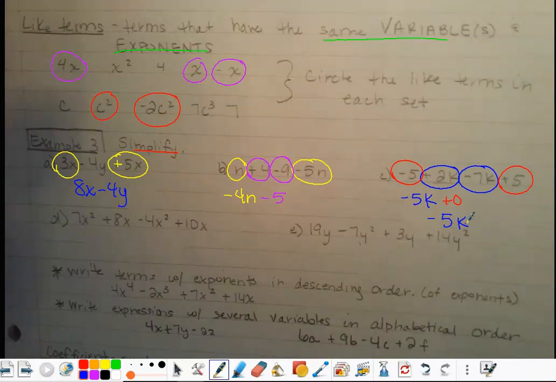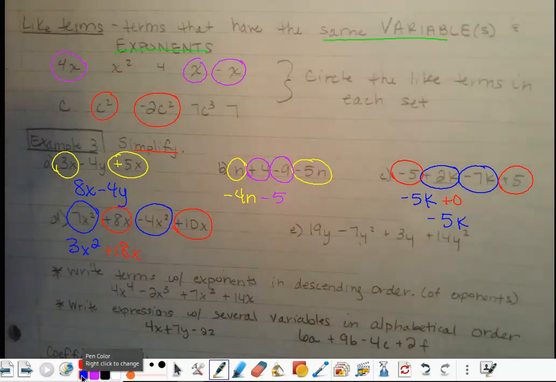Okay, good. In D, 7x squared plus 8x minus 4x squared plus 10x. Do I have a like term with 7x squared? Excellent, yes, negative 4x squared. So 7x squared and negative 4x squared is 3x squared. Then, do I have any like terms with 8x? Good, I have a positive 10x. So that's going to give me a positive 18x. All right, very nice. And the last one, E.